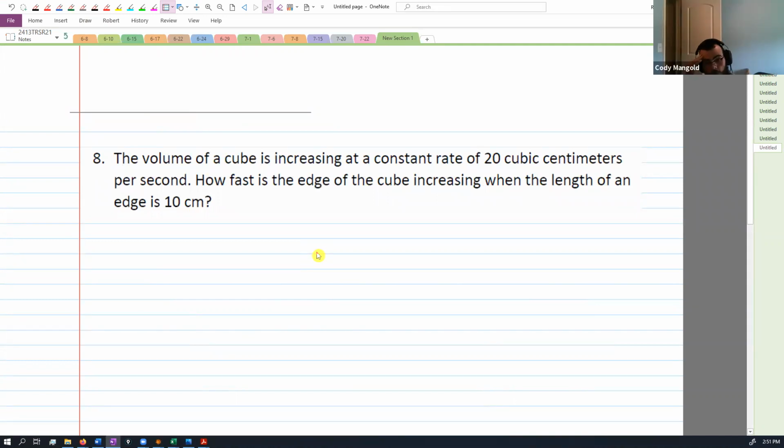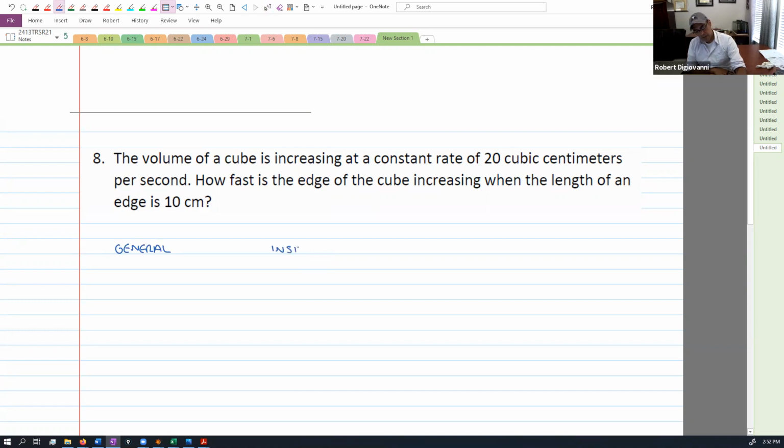The volume of a cube is increasing at a constant rate of 20 cubic centimeters per second. How fast is the edge of the cube increasing when the length is 10 centimeters? Okay. So this is a related rate problem. So we have the general picture, and you can have that sheet during the test if you want to print out a few blank ones. The instant in time, what you're given, what you want, what the equation is going to be, and what your implicit is going to be, and then your work and your answer.